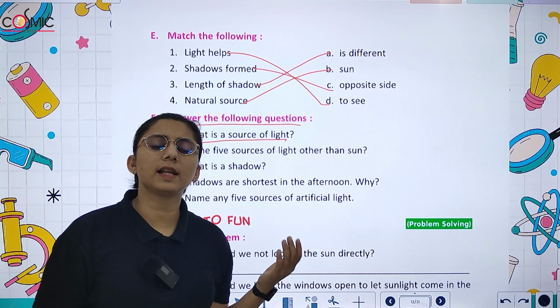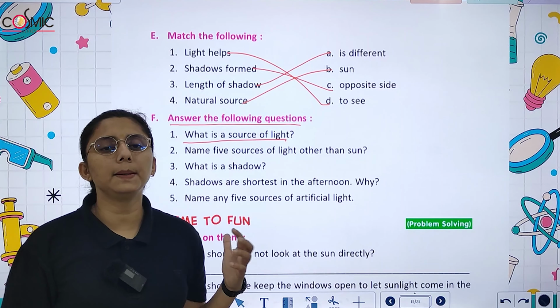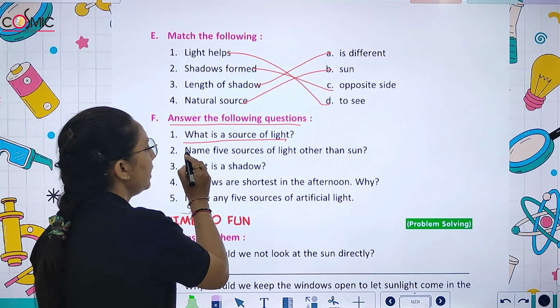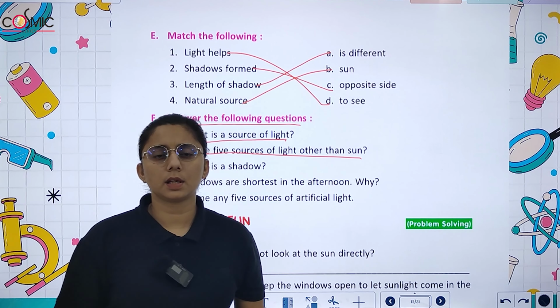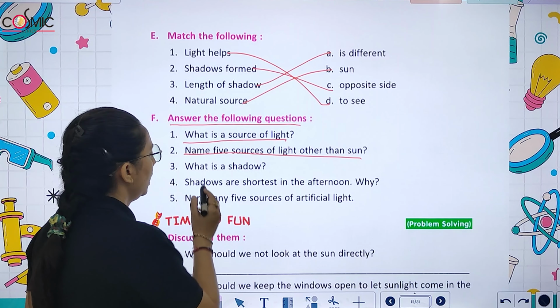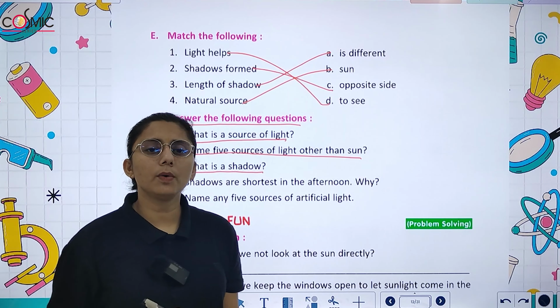And there are different sources like torch, आपकी candle, bulb, tube light. Name 5 sources of light other than sun. Tube light, bulb, candle, lamp, ठीक है, और आपका LED. What is shadow? Shadow is formed on the opposite side and shadow is formed when the object क्या करता है, light को रोक देता है. Shadows are shortest in the afternoon. Why? Because जो sun होता है वो आपके overhead होता है.